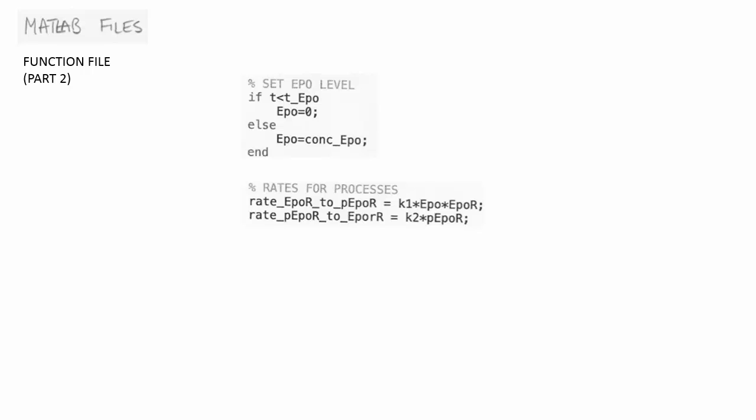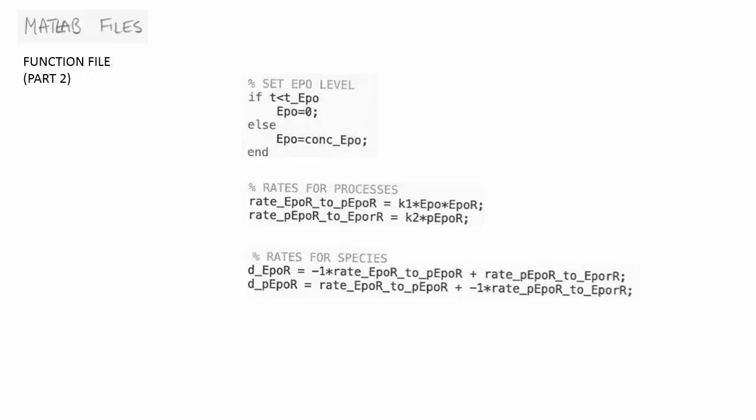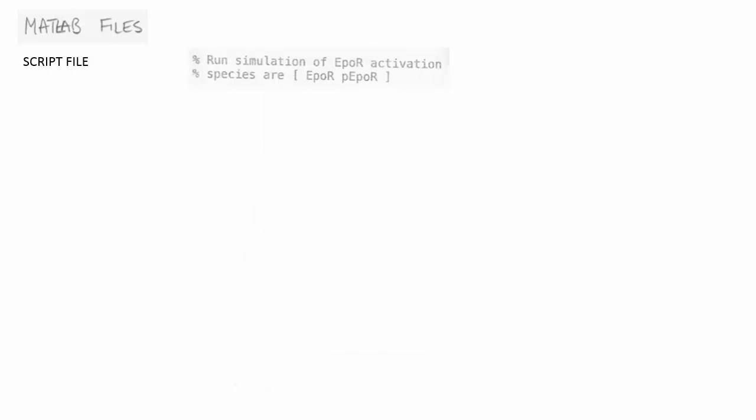Now I can work out the rates of the processes. The first line is the rate of phosphorylation. The second line is the rate for dephosphorylation. And using those results, I can write down the rates of my species. So the rate of change of unphosphorylated EPO receptors and the rate of change for my phosphorylated EPO receptors. And they're just according to the results that we've had previously. So I write those back into my results vector dy, and that's the end of my function file.